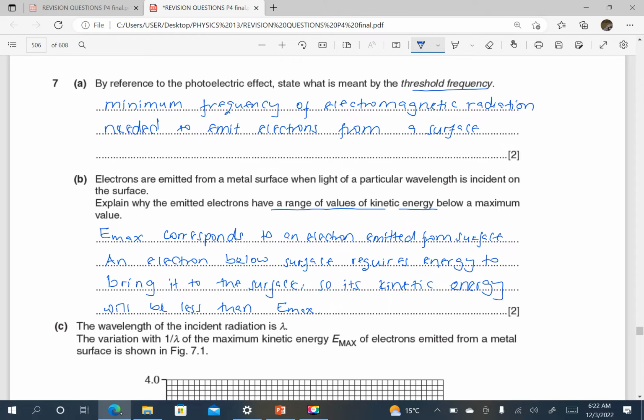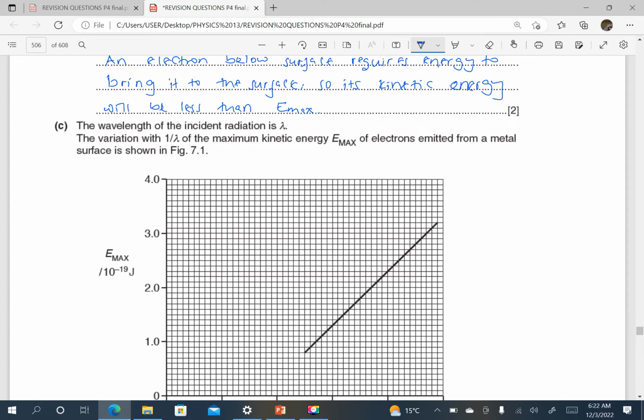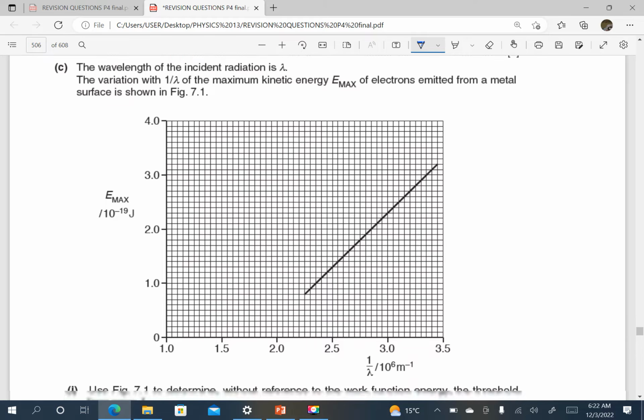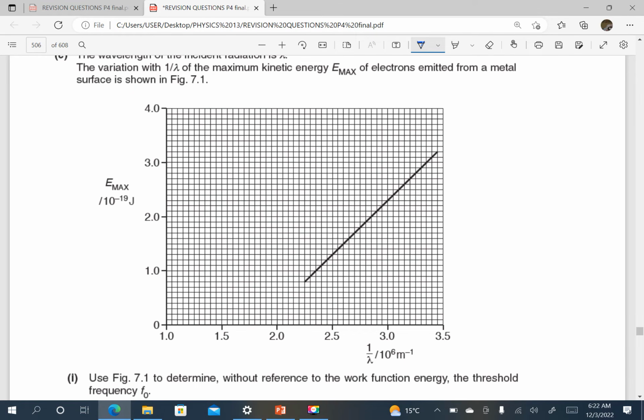The wavelength of the incident radiation is lambda. The variation with 1 over lambda of the maximum kinetic energy of electrons emitted from a metal surface is shown here. So that is the variation. I always have a feeling that we shall need the intercept, so I try to prolong this line to the intercept on the x-axis.